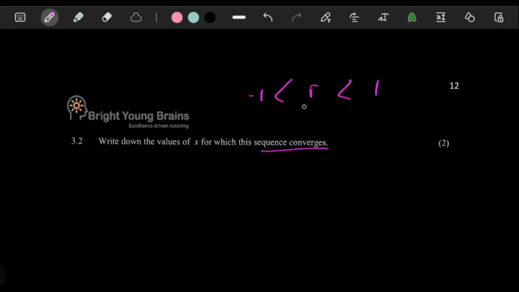The reason is that any sequence that converges is getting lower and lower, so the value of r is between -1 and 1. In our case, our value of r is just x over 2. So to work out the values of x for which your sequence converges, whatever your value of r is, you throw it in there, and then you solve this inequality.